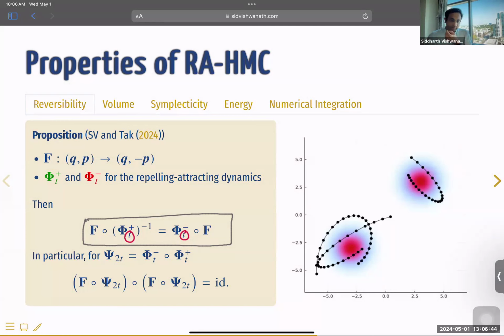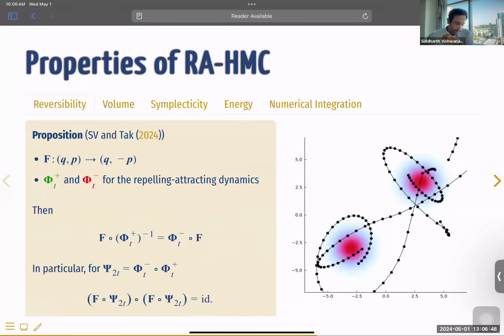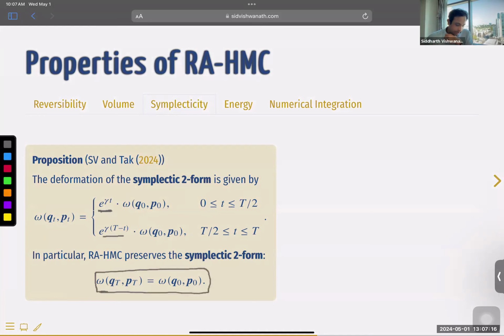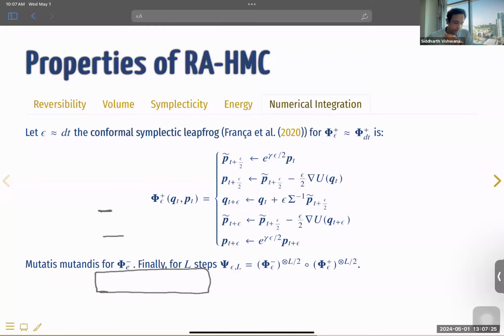Okay, so we have reversibility, we have preservation of volume in the phase space, and it turns out that we also have preservation of symplectic structure. If you look at your symplectic 2-form, as with the volume, there's an expansion in the first half of your trajectory, and then in the second half there's a contraction. And when you choose exactly time capital T, your symplectic 2-form is preserved. What this means is that it gives you access to numerical schemes known as conformal symplectic integrators. In particular, there's the conformal symplectic leapfrog that was proposed by Franca, Mike Jordan and René Vidal in a really interesting paper that came out in 2020.